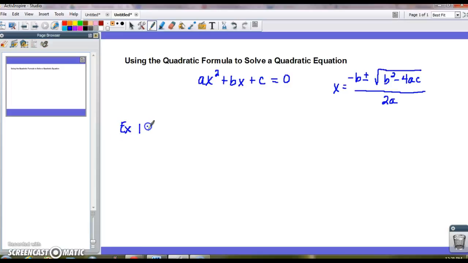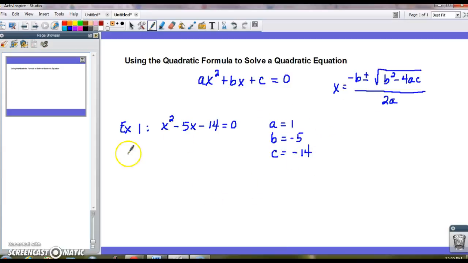In my first example, my quadratic equation is x squared minus 5x minus 14 equals 0. What I like to do is write out what my a, my b, and my c values are. So my a value here is 1, since there's no number written in front of x squared. b is negative 5, and c is negative 14.